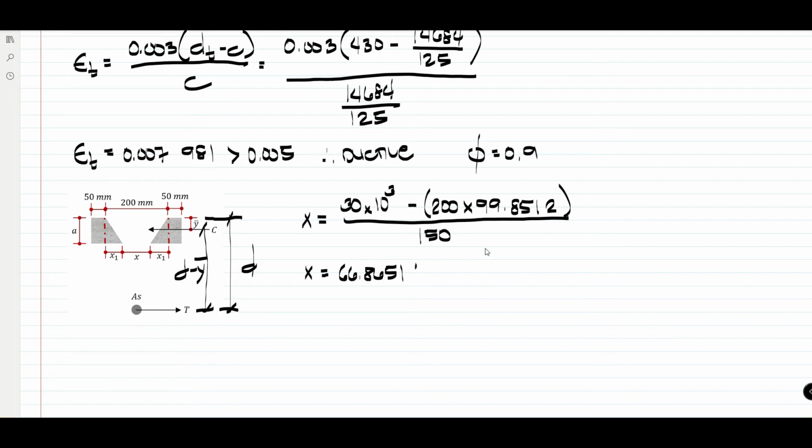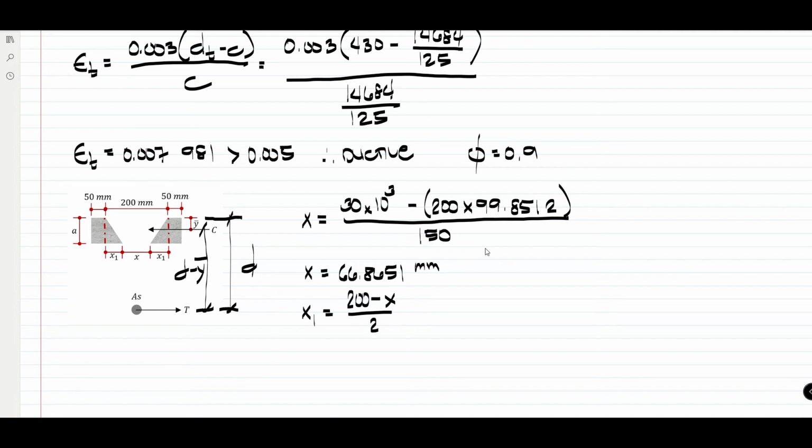So this will be in mm. So yan na ngayon yung value nung x natin. Ngayon, yung value ng x sub 1 natin is pwede nating kunin as a value: x sub 1 is equal to 200 minus x over 2.